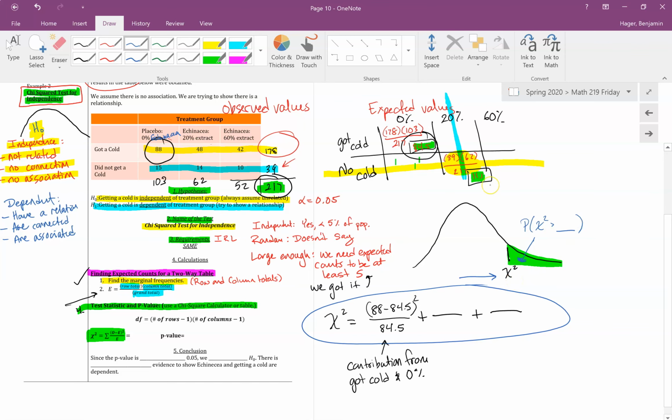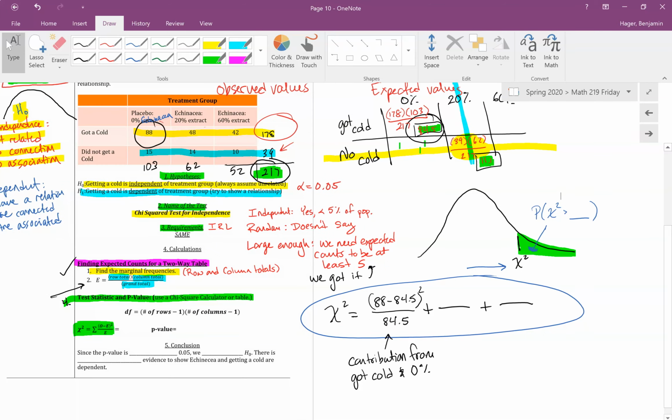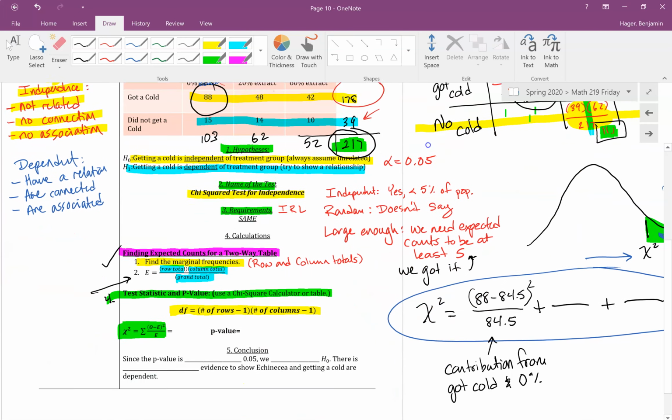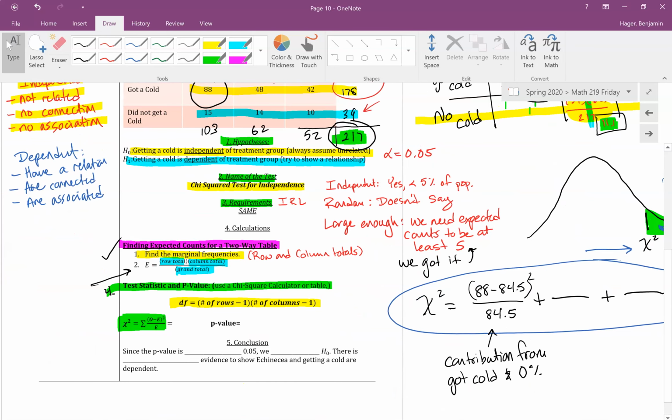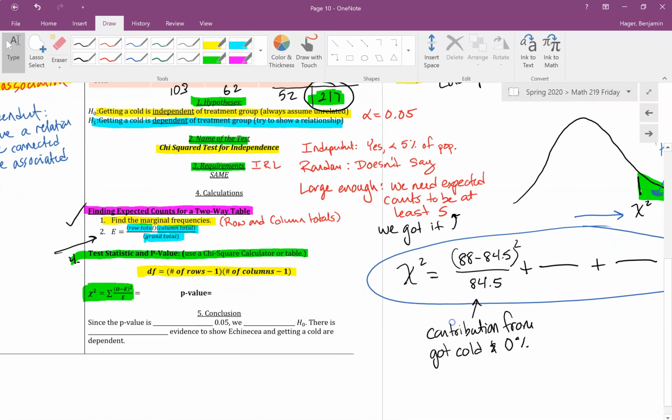Now, we learned that when reading a chi-squared table, it's based on the degrees of freedom you have. Well, it's a little bit trickier in this one. The degrees of freedom in the goodness of fit test was simply one less than the number of categories you have. Here, the degrees of freedom is one less than the number of rows you have times one less than the number of columns that you have. So that's another thing that's a little different.